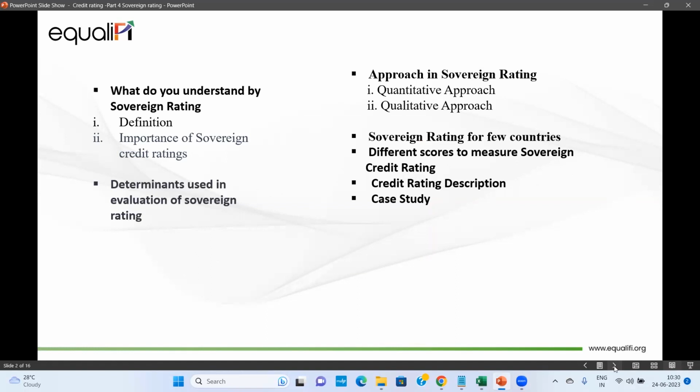What we are going to discuss is what do you understand by sovereign rating? We'll touch the definition. We will touch the importance of sovereign credit ratings. And then we will discuss the determinants used in evaluation of sovereign rating. We'll touch the qualitative and quantitative approach, and we will show you sovereign rating for a few countries, different scores to measure sovereign credit rating, and credit rating description, and then we will go to a case study.